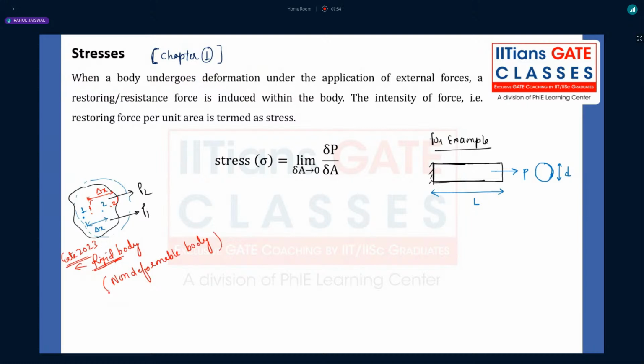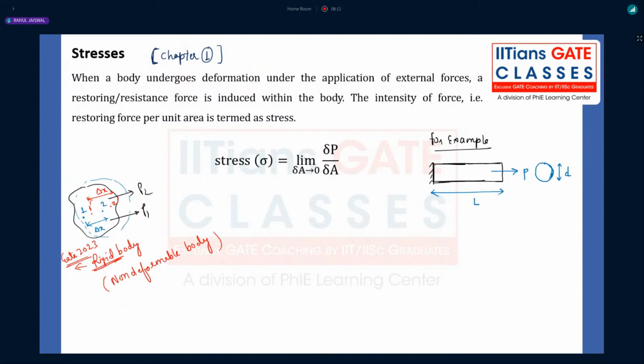A rigid body means that when the relative distance between any two particles, two points in a body, is not changing, then that particular body will be called a non-deformable body or rigid body.